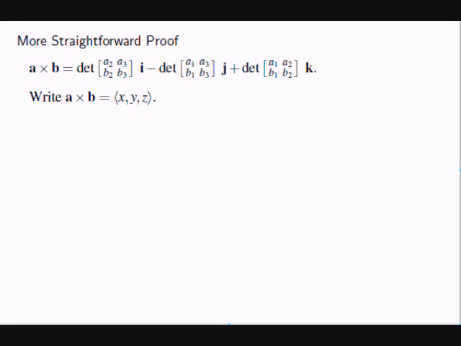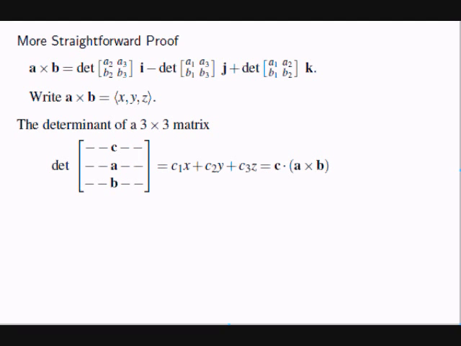Let me also go over a slightly different way of looking at the problem. It's a more straightforward proof. Here's the definition of the cross product again, and we're going to write that cross product with components x, y, and z. Let me remind you again how we calculate the determinant of a 3 by 3 matrix. This method is called cofactor expansion. What you see here is a cofactor expansion of the first row.